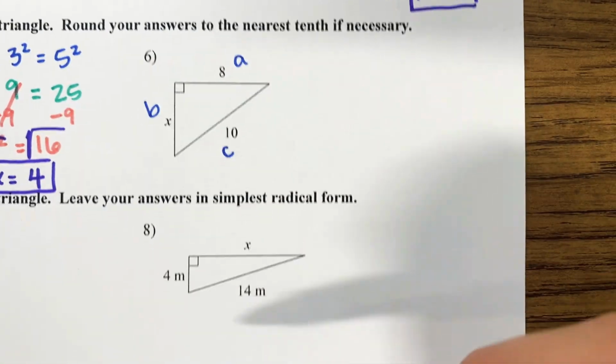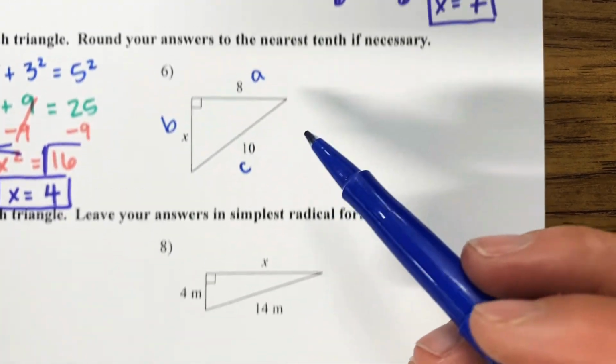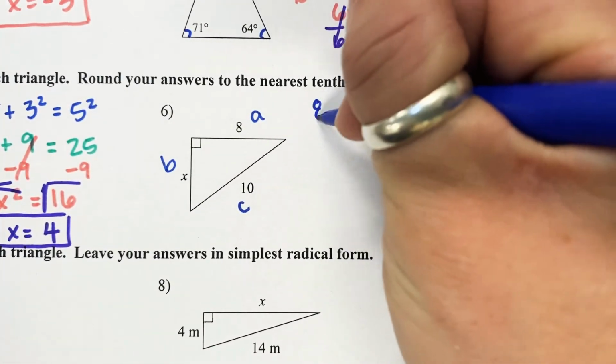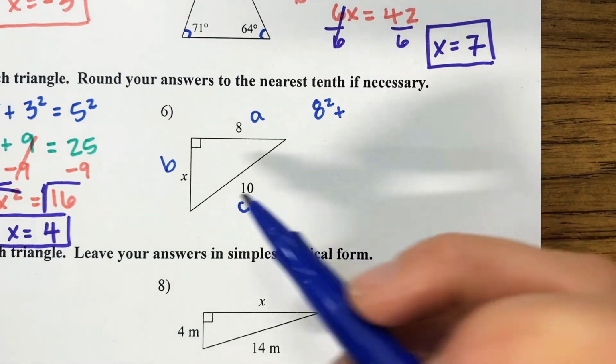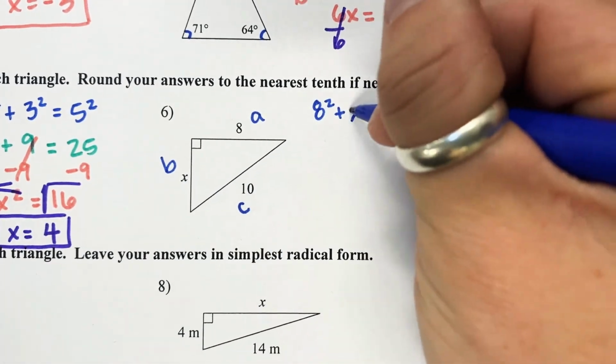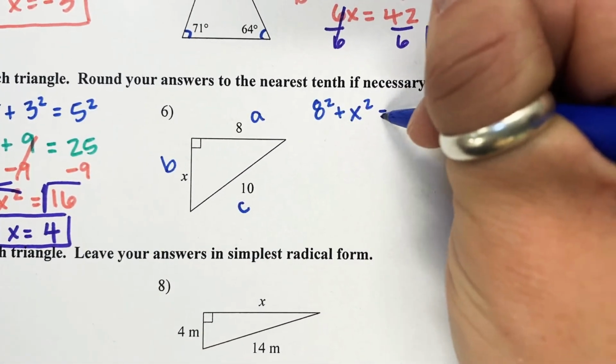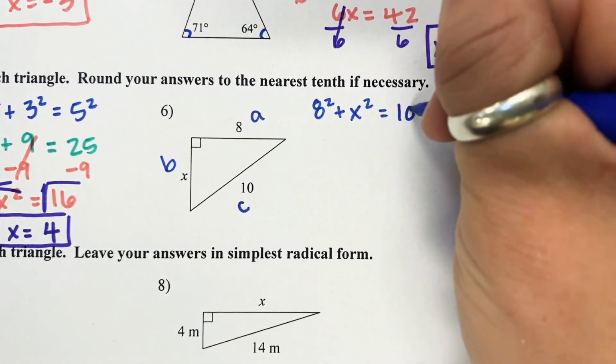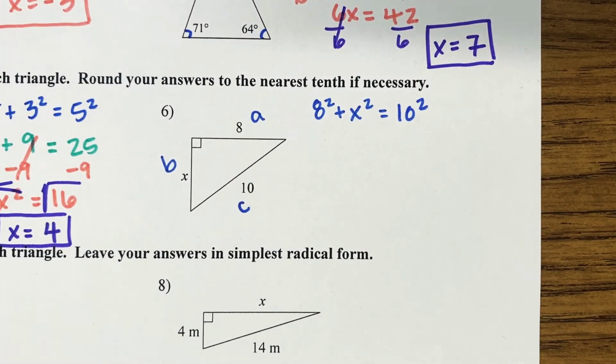Okay, so now we can start filling in the Pythagorean theorem. So A squared, my A is 8, so 8 squared, plus B squared, my B is X, so X squared, equals C squared, my C is 10, so 10 squared.